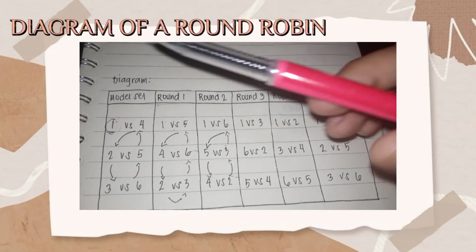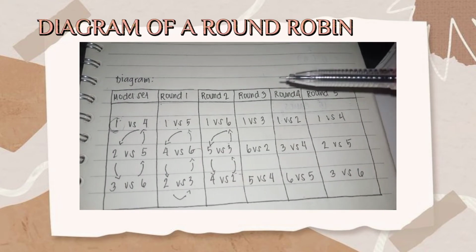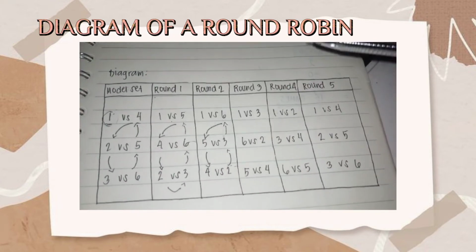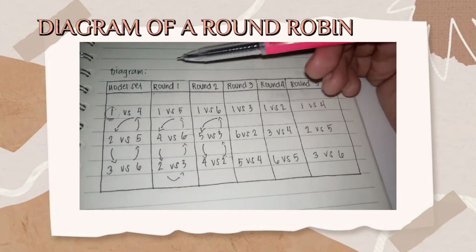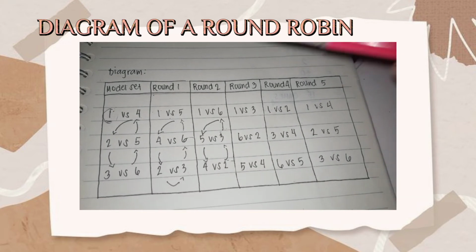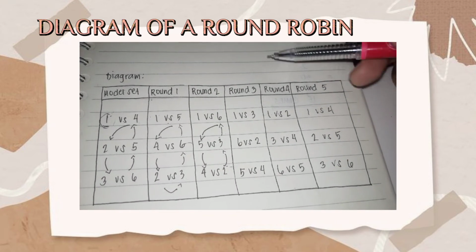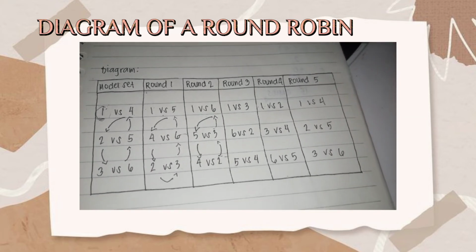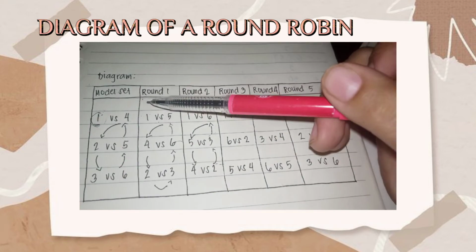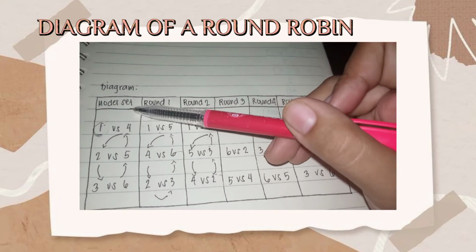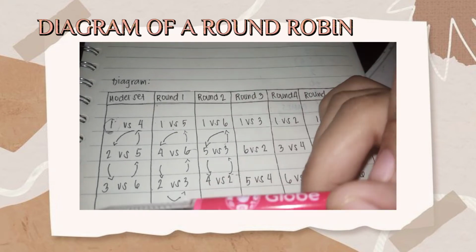As we all know from the round robin tournament, it lets the teams take turns competing with another team, which you can see here in this diagram. We have the model set and rounds 1 to 5. Why is it 5? It is because we based it on the number of games we totaled earlier, which is 15, right? So as you can see here, there's the model set. The model set is our starting point.